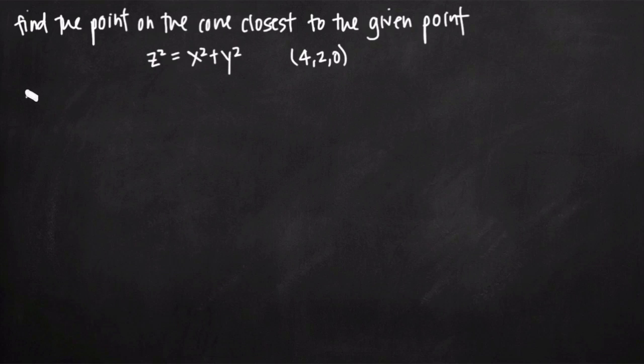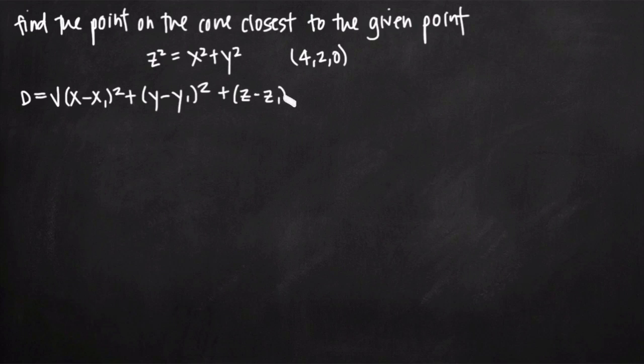So remember, our distance formula in 3 variables is the following. We say d is distance, and it's equal to the square root of quantity x minus x sub 1 squared plus y minus y sub 1 squared plus quantity z minus z sub 1 squared, and we take the square root of that whole thing. That's the distance formula. This is the formula that will give us the distance between 2 coordinate points in 3-dimensional space. Well, here we have one coordinate point, 4, 2, 0.